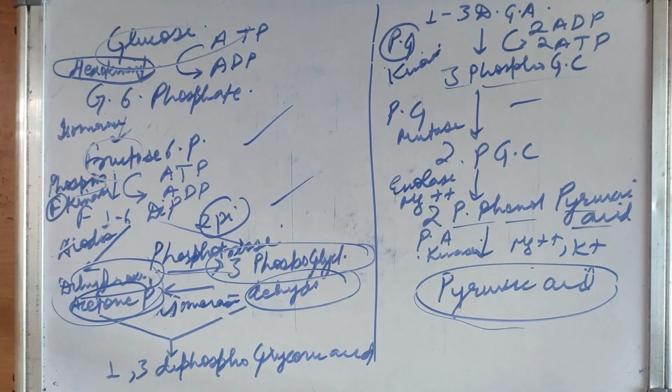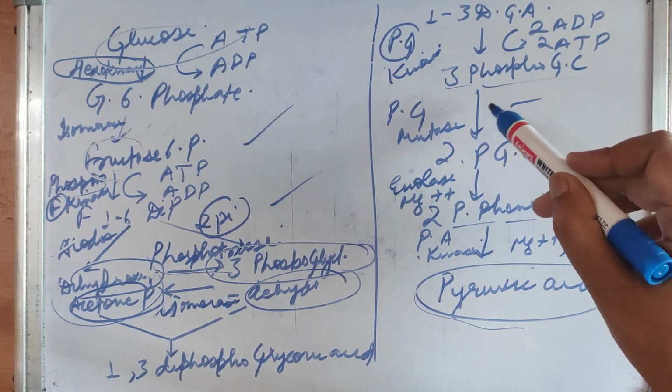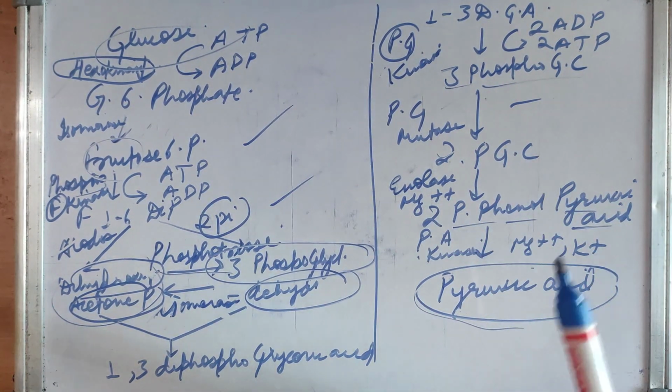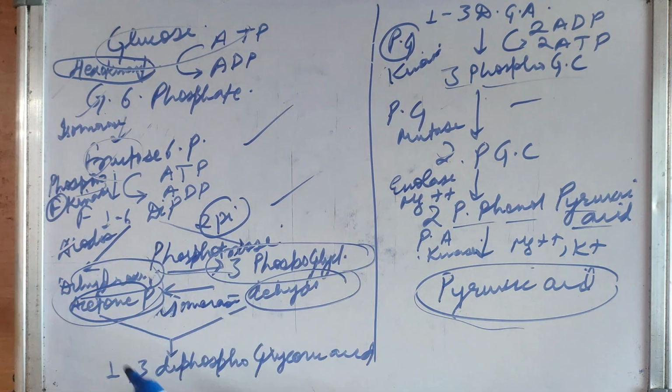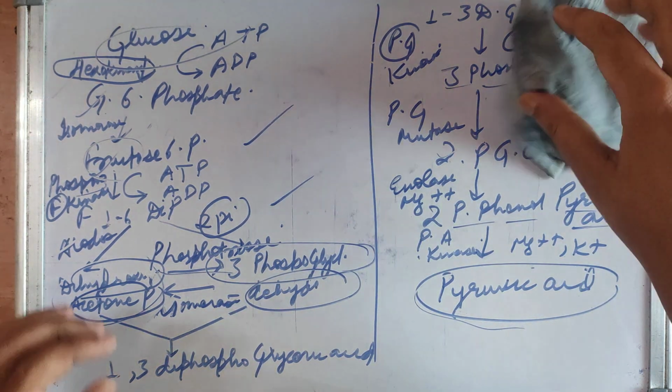You must know the steps. It is easy because the names are similar, so you can understand. From here you can say phosphoglyceric to 2-phosphoglyceric to 2-phosphoenolpyruvic acid. Here also you can say from glucose to fructose and to 1,3-diphosphoglyceric acid. So it can be remembered with good presence of mind. So this was the process of glycolysis. Hope you all understand this.